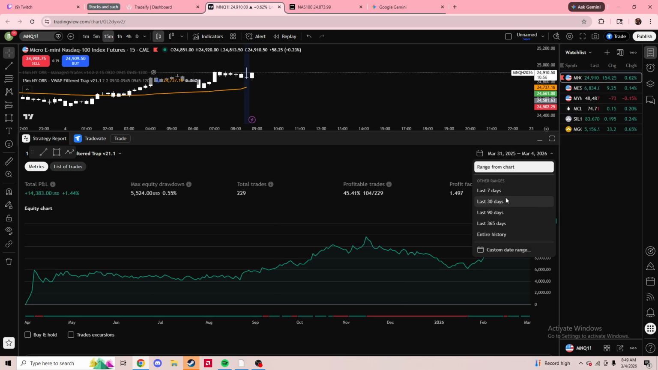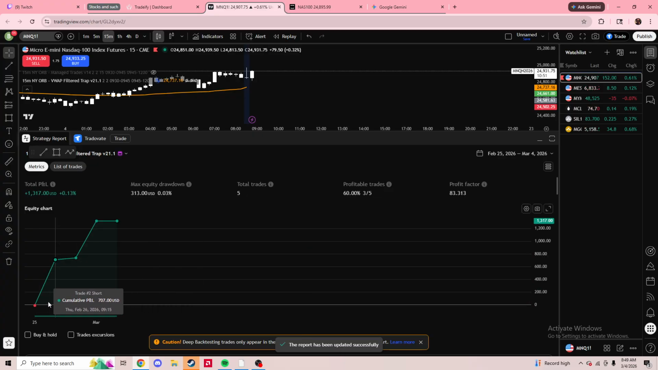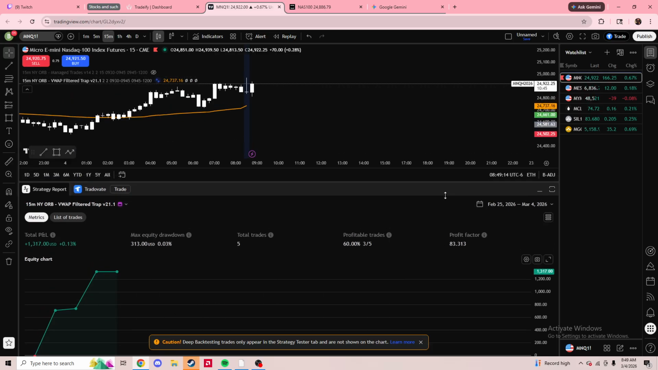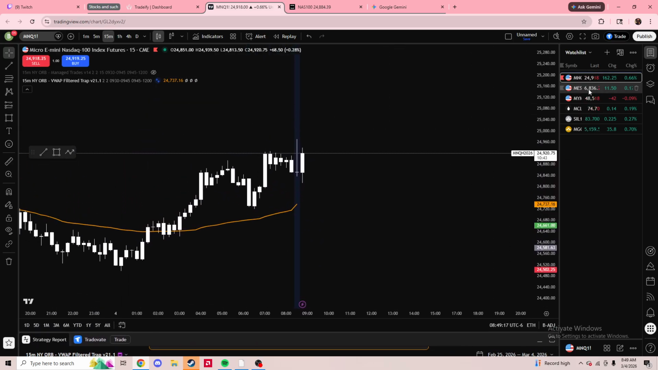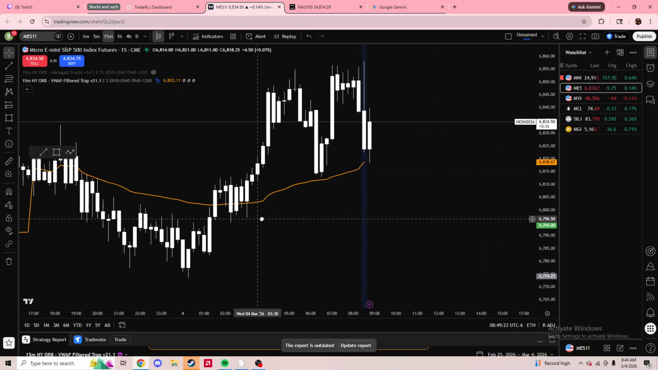This is not right. Let's just do over the last 7 days. So over the last 7 days, it's made money, broke even, made money, broke even, and broke even just a little bit ago, 2 days ago. But okay, so here we go. As you see by this orange line, buyers are in control.